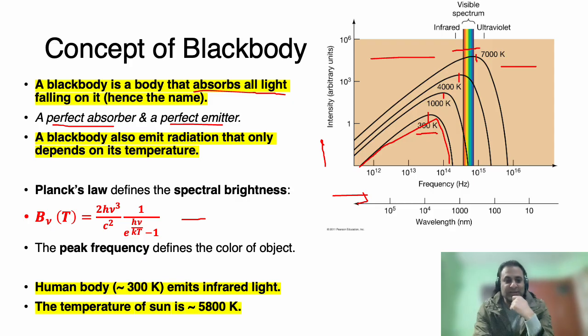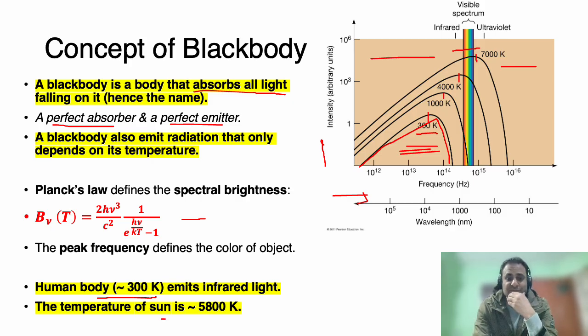So for example, the human body is at 300 Kelvin, let's say almost, and it emits infrared radiation. This first peak you see that's highlighted is 300 Kelvin. So this is the infrared region. We cannot really see the infrared light. Luckily so, because if we could see the infrared light, there would be no concept of night, because all the bodies around us, even the human body, emit infrared radiation.